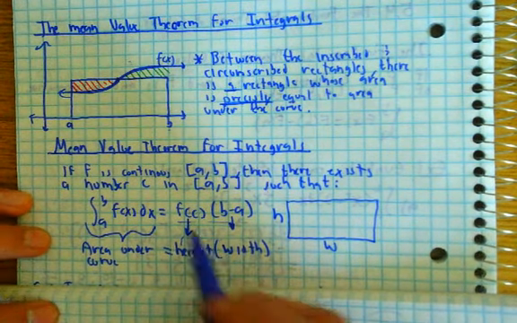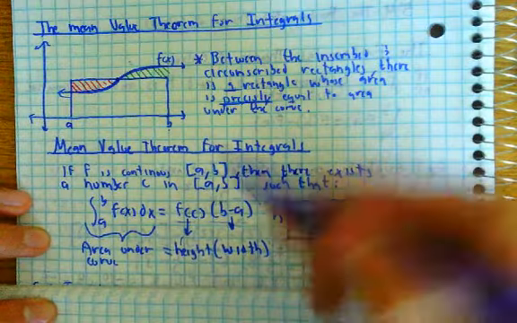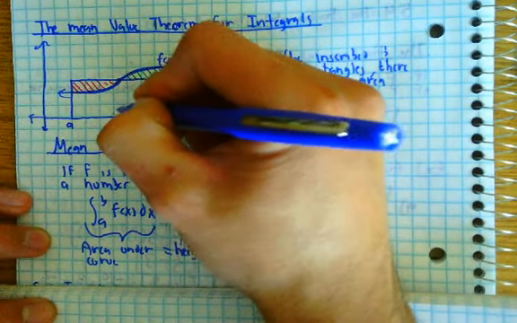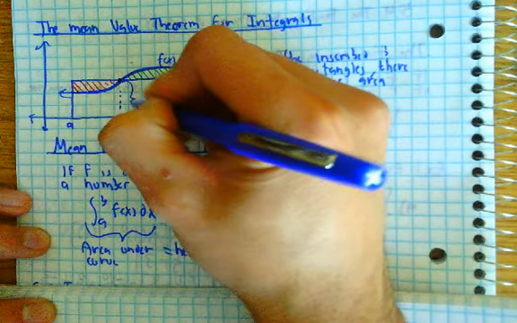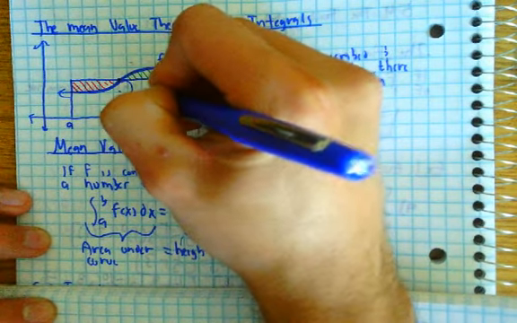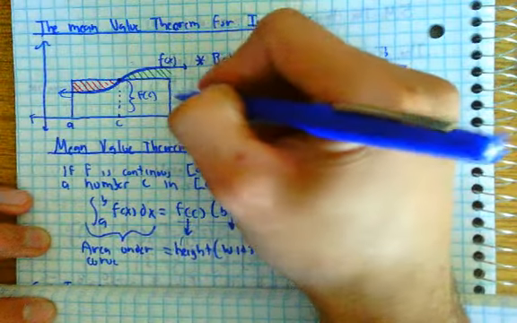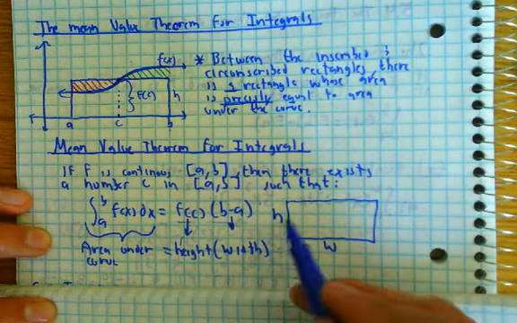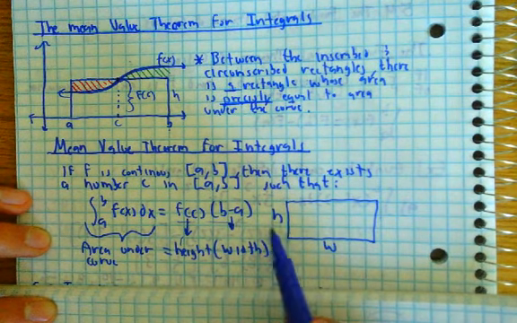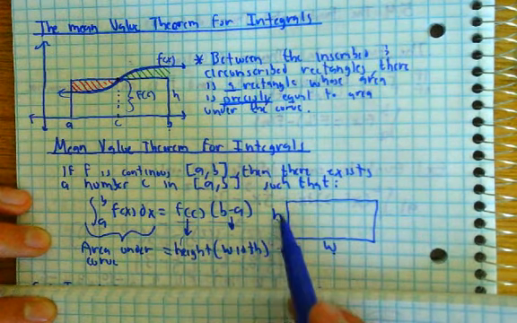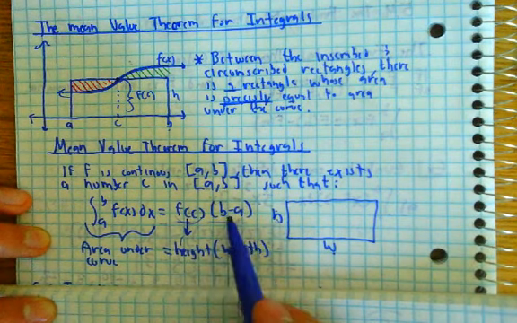Let me explain to you what this means. f of c will refer to your height. So if we're talking about this rectangle right here, we call this c. Well, this right here would be f of c, which will in turn be the height of this rectangle. And we know that the area of a rectangle is height times width. Now, do you understand that f of c is the height?